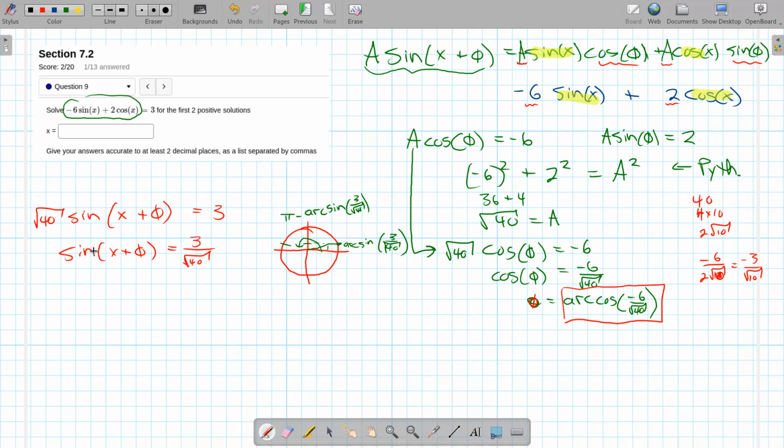What do I know? Again, I apply the arc sine there, so that's going to give me x plus phi equals the arc sine of 3 over the square root of 40. Right, that's one of the solutions from the unit circle, the first one there. The second one is pi minus, so I also know that x plus phi is equal to pi minus the arc sine.